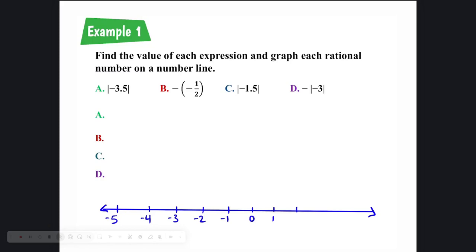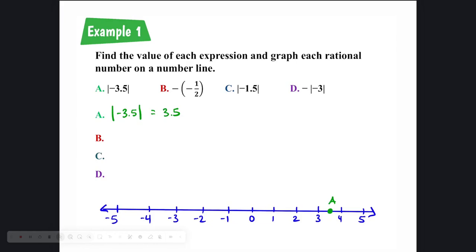Problem A. What is the absolute value of -3.5? The absolute value of a number is its distance from 0. -3.5 is 3.5 units away from 0, so the absolute value of -3.5 is 3.5. We will plot this as point A on the number line.